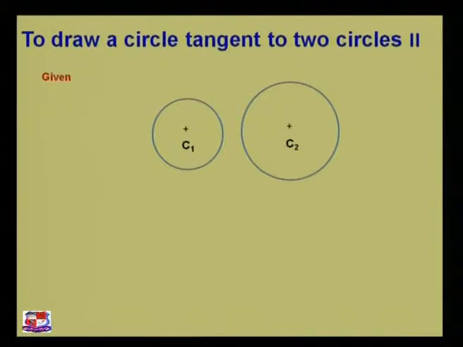We need to draw a tangent circle to the two circles. This is another method. Using this method we can draw a tangent circle to two circles. Now what we can do, already we have C1 as center, C2 as center, and we need to draw a circle like this.